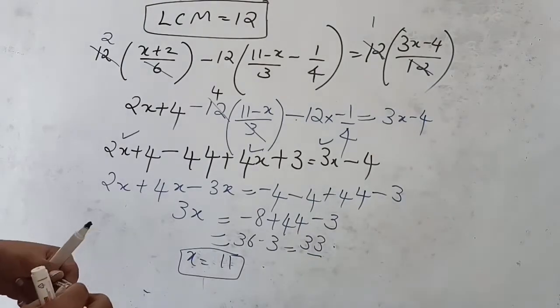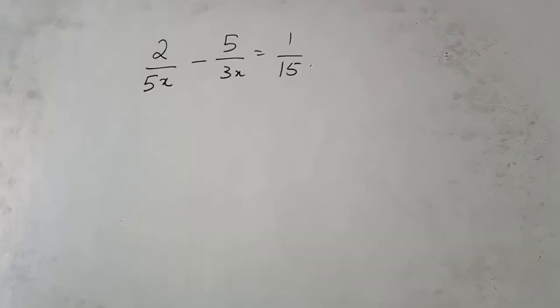Now let us move on to the next sum. This is our next sum. 2 by 5x minus 5 by 3x is equal to 1 by 15. The reason I have taken this sum is to introduce variables into the denominator. Okay, now let us see. Step 1, whether the linear equation has got fractional terms. Yes, I have got fractional terms, and I have got multiple fractional terms on the LHS.